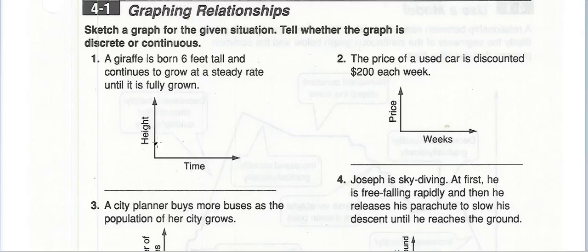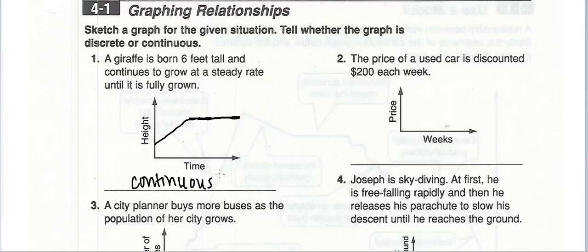So it's a certain height when it's born, keeps on growing as time goes on, and then it levels off and remains the same. This should be a nice flat line. So this is continuous.